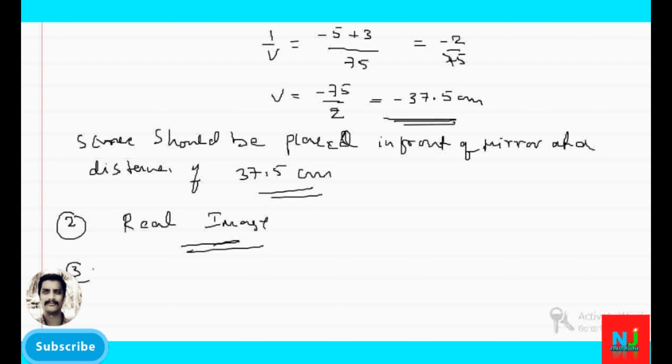Therefore, the image formed is a real image. We can find out the magnification, that is, whether it is enlarged or diminished. What is the magnification formula? The magnification M is equal to minus H dash by H. We don't know the height of the image, and the height of the object. It is also equal to minus V by U.